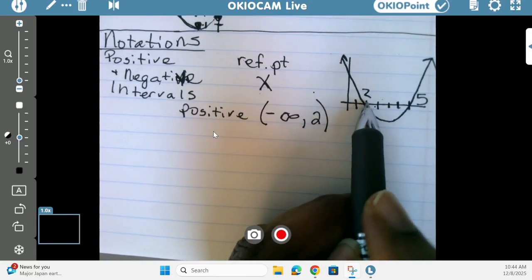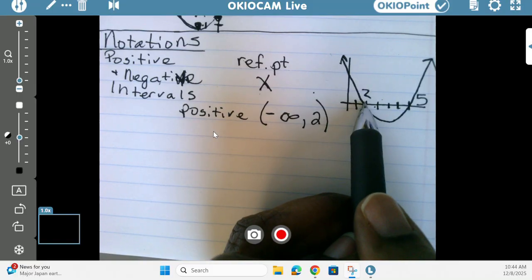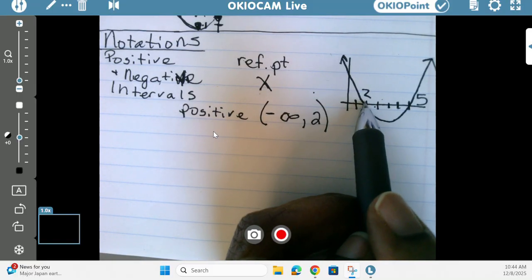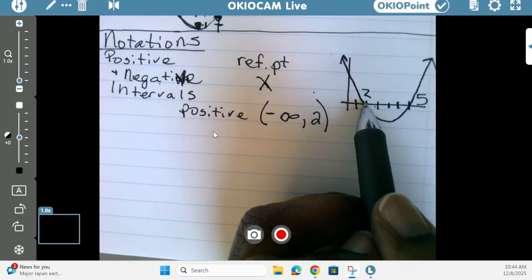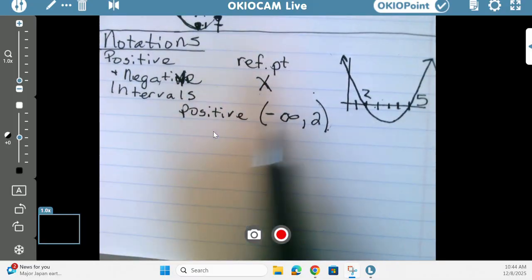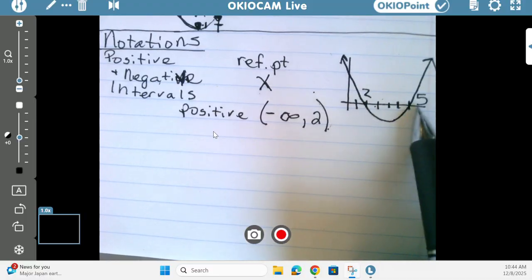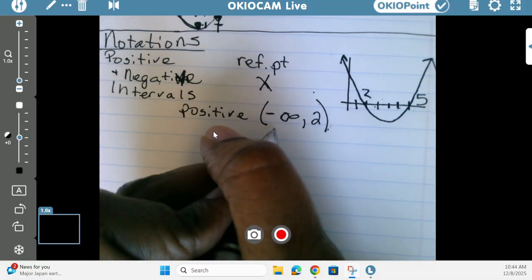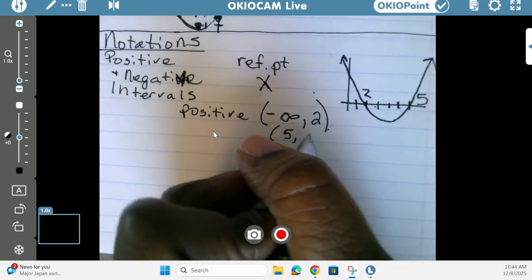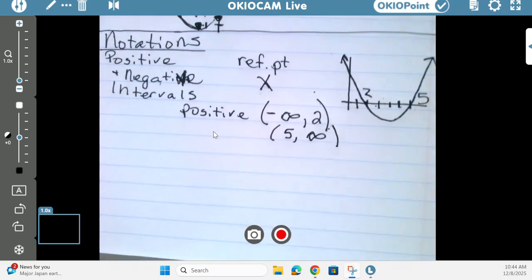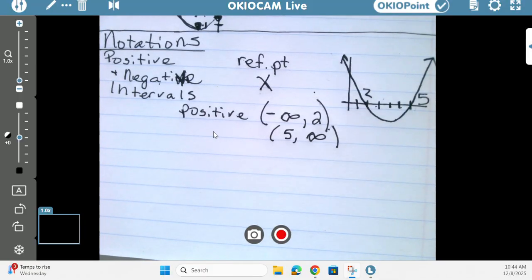Is he going to stop flying at 2? Does the time end at 2? So it's a soft stop, which means it's a parenthesis. He was also positive at 5 seconds. So soft stop, 5 seconds, all the way to when his life ended. Well, he may still be living. That's why he's going to infinity.